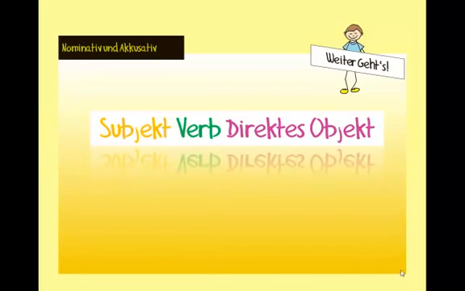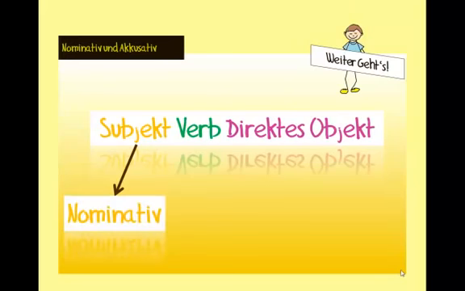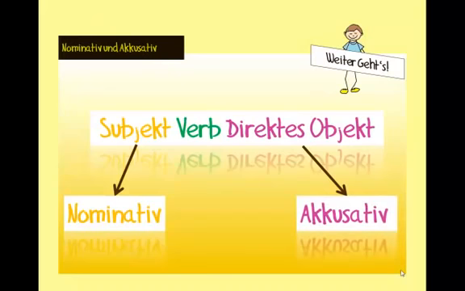The subject is always in the nominative case. Der Tisch and ein Stuhl are examples of articles in the nominative case. Nothing new here. The direct object is in the accusative case. There's only one major difference between the nominative and the accusative. Let's take a look.